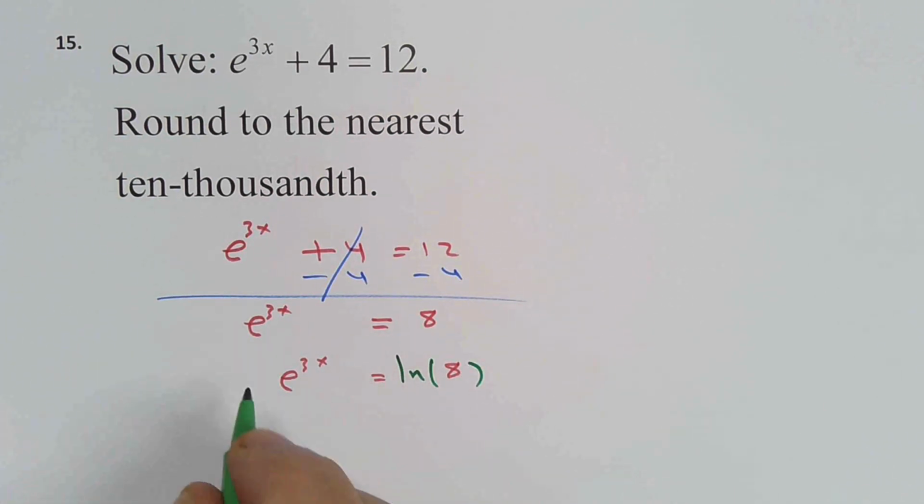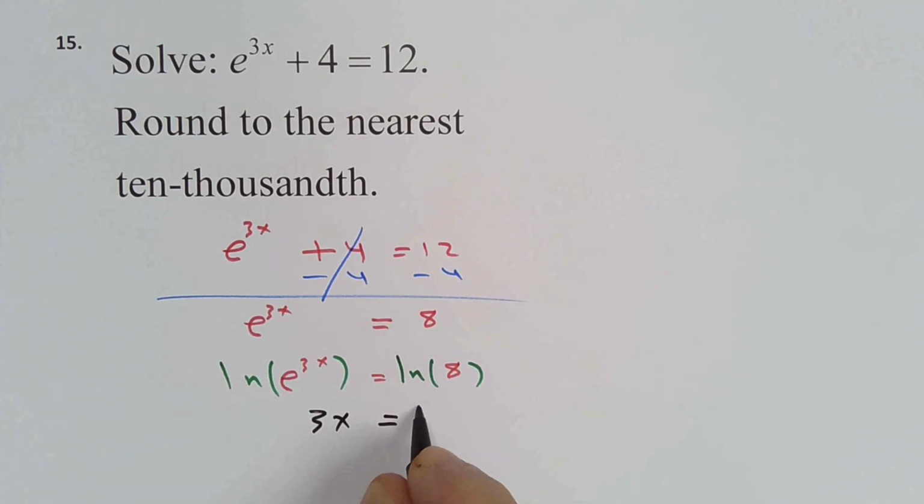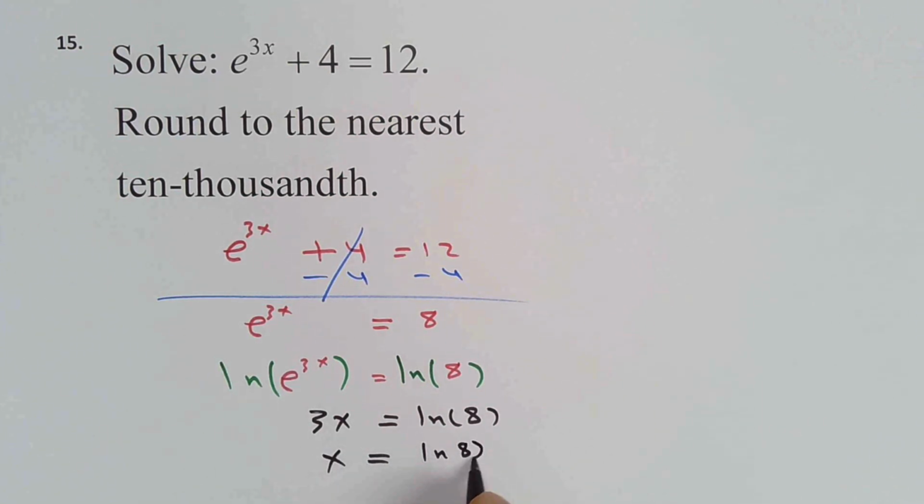ln and e: the reason why, ln is the inverse function of e, so they will cancel. Or you could bring the 3x to the front, and that's going to be 3x times ln e, but ln e is 1. Any way you do it, these will cancel. Left hand side is just 3x. Divide both sides by 3. x equals ln 8, all divided by 3.